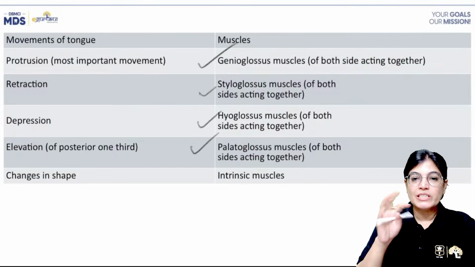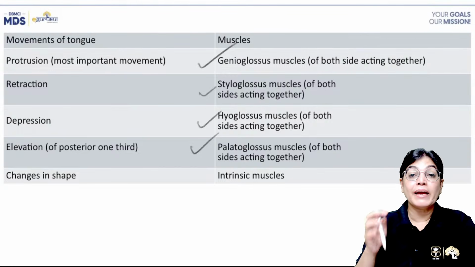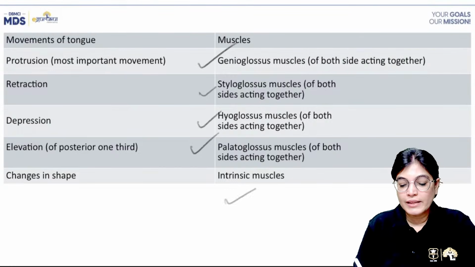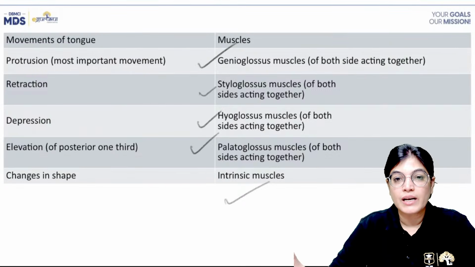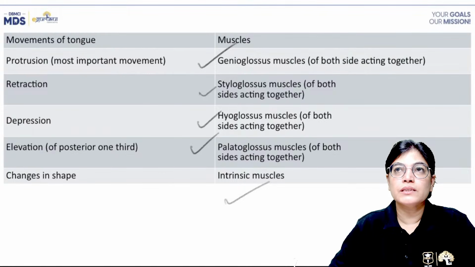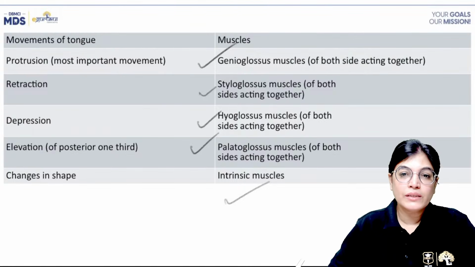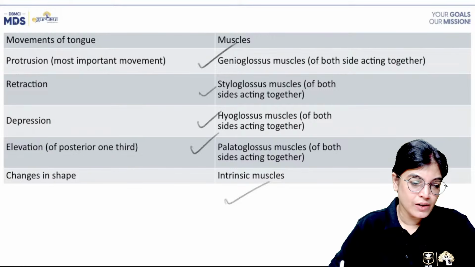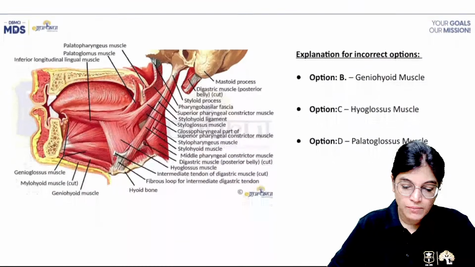And if I talk about changing of the shape of the tongue, that is done by the intrinsic muscles of the tongue. The important intrinsic muscles of the tongue are superior longitudinal, inferior longitudinal, and we have also the transverse and verticalis muscle. Okay, now we will see this.